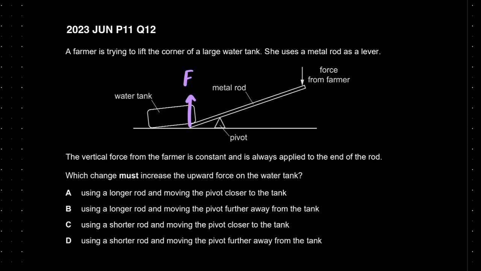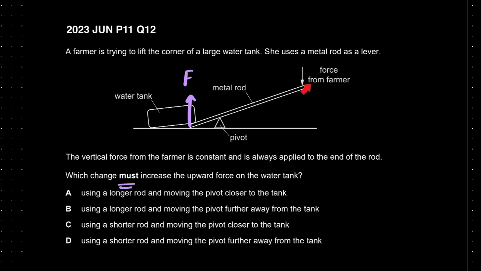So again, must means there usually in AS, what this means in some MCQs is that there are changes here in which it could be the case that it's not necessarily an increase, and that will now become clear. Option A says using a longer rod and moving the pivot closer to the tank.